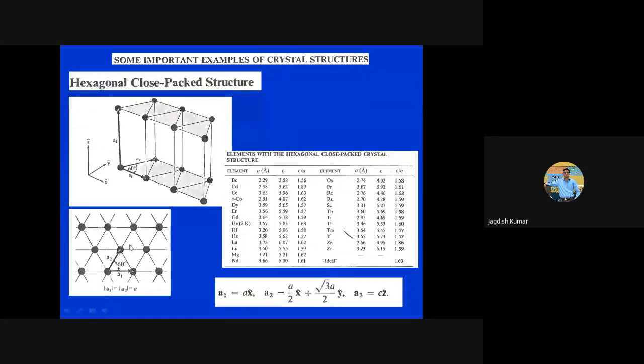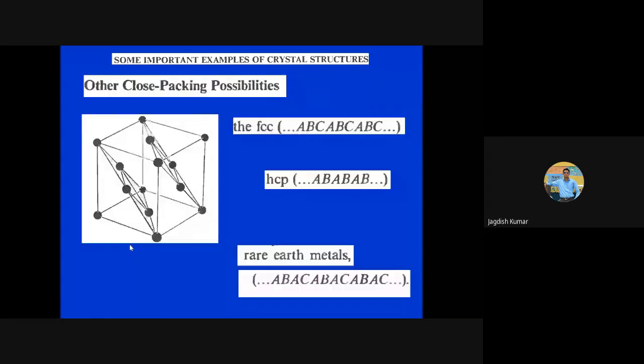In FCC, if you see it along the 1, 1, 1 direction, not today, but in tomorrow's class, I will show you a live demo with a software called Vesta, with the three-dimensional views of these crystals, and then maybe things will be more clear to you. So if you see the FCC structure along the 1, 1, 1 direction, then you will see that this plane, which is shown here, will look like a 2D hexagonal lattice.